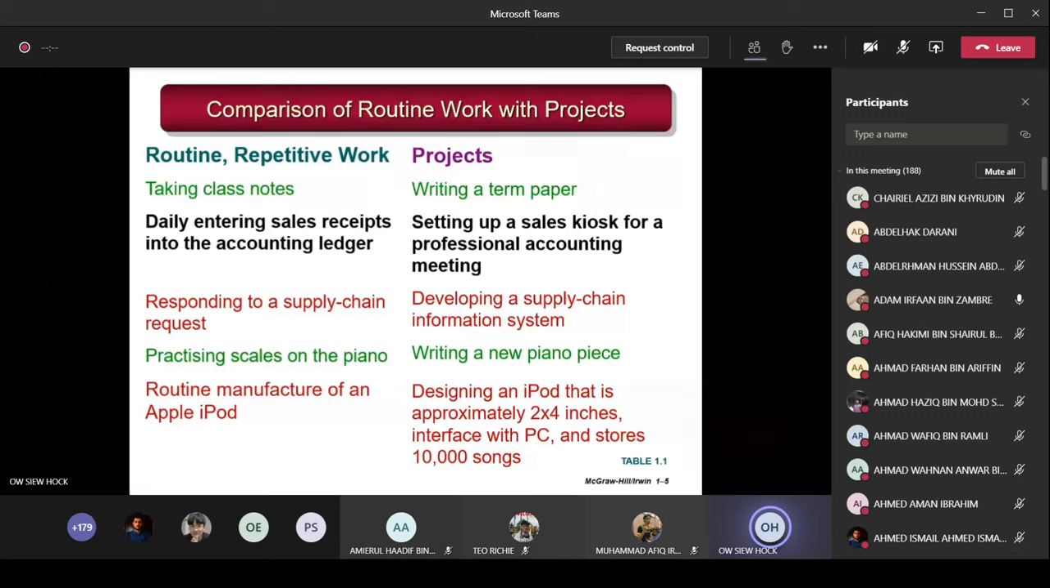So practicing skills on the piano. Every day you practice how to play the piano. So that is repetitive work. You cannot call it a project. But if you're writing a new piano piece, you compose a song, that is a project.